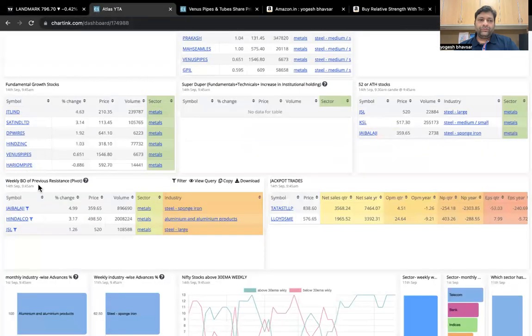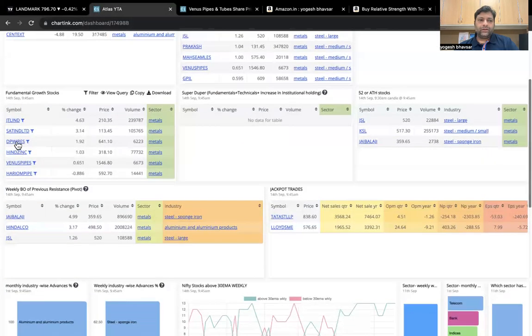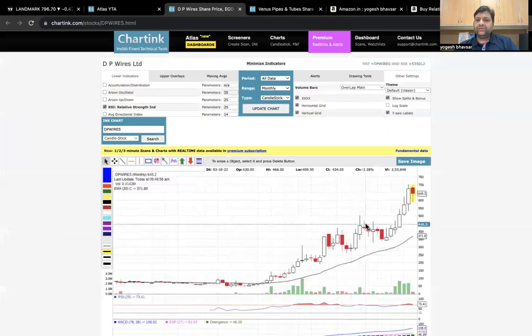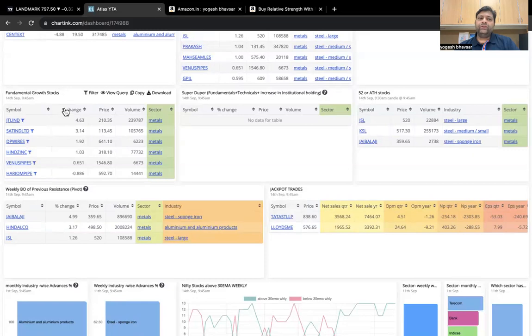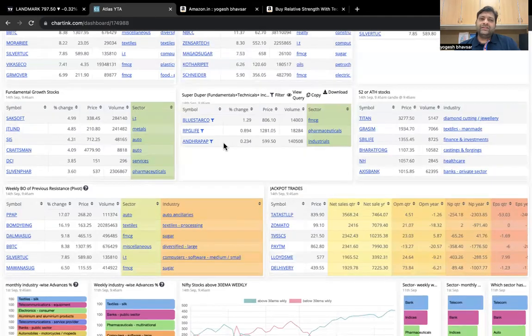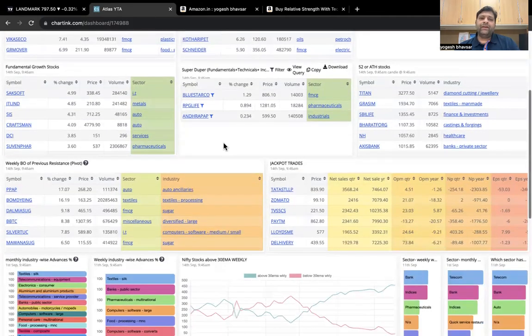Okay. Now, if you see DP Wires, such an amazing rally that it has given. So not all the stocks that you will find are at a lower price; you need to find, as per your strategy, which stocks you can take benefit of.